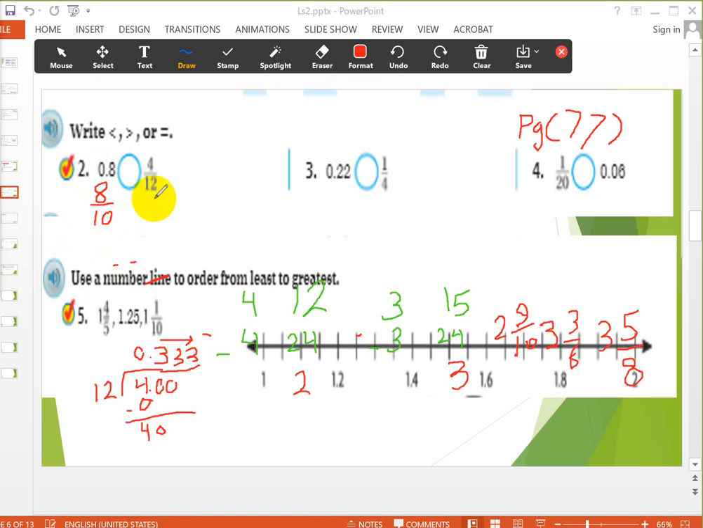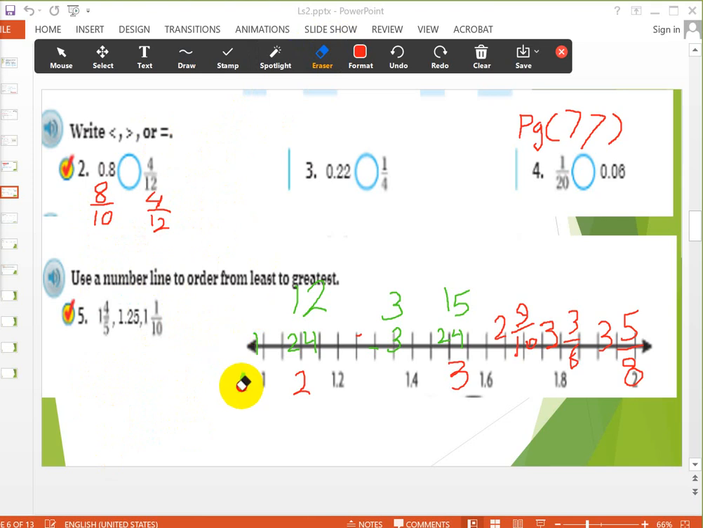Now, if I want to compare between 8 over 10 and 4 over 12, what's your question, Tolene? Type your question, please. If I want to compare between 8 over 10 and 4 over 12, can I compare between those numbers? Yes, I can. But here, I don't have the same numerator or the same denominator.